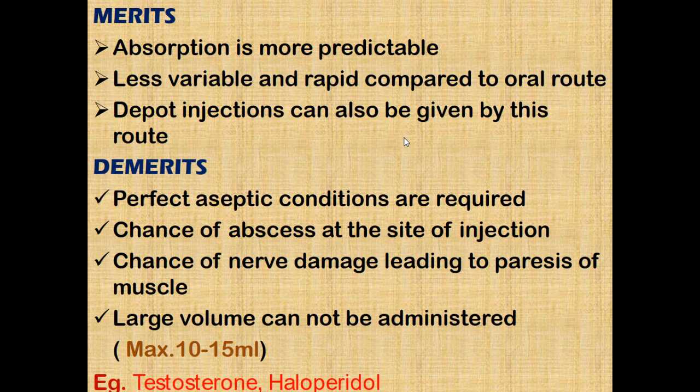Then chances of nerve damage leading to paralysis of muscle. Because you always know, in the muscle, vein, artery and nerves go together. If you damage the nerve, it may cause paralysis of the distal part. That's why you should be very, very careful while giving the intramuscular. Then large volume cannot be administered. Maximum you can give 10 to 15 ml by intramuscular route.